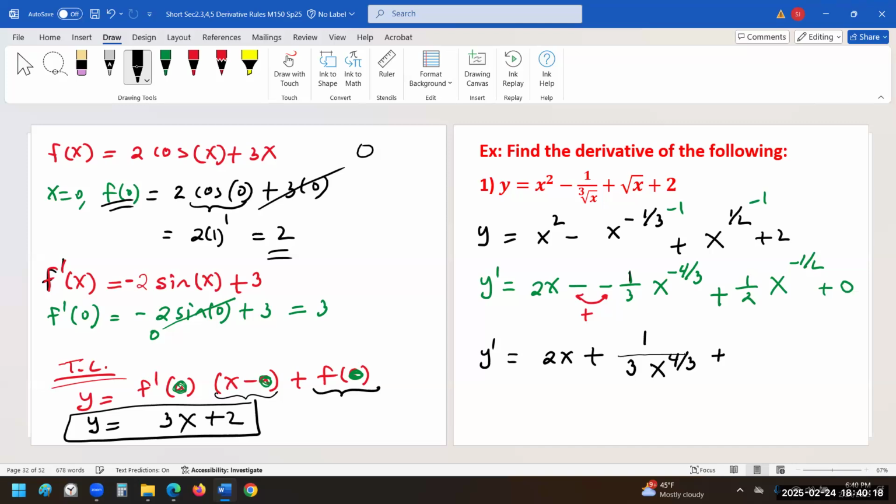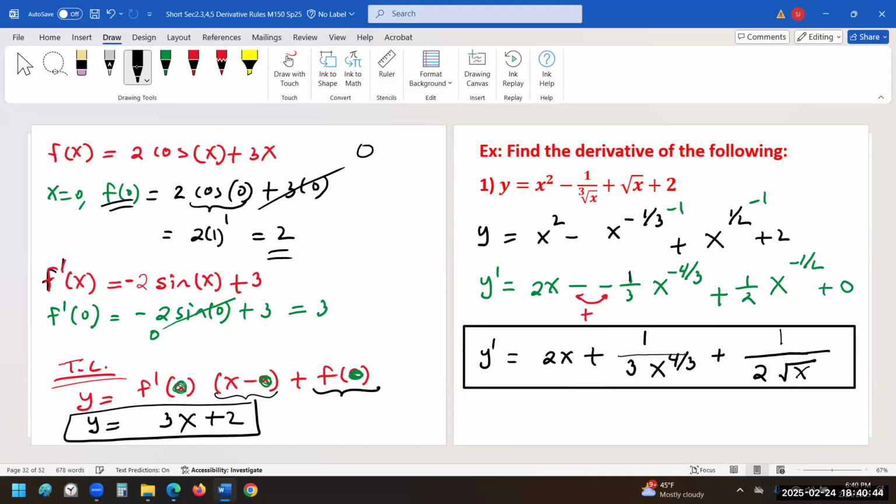Same thing happens to the other one. We already have 2 on the bottom, and we want to bring the negative 1/2. So either you write x to the negative 1/2, or to make it even nicer, you write square root of x. And again, we have no other number besides 1, so 1 goes on the top. So this is the derivative.